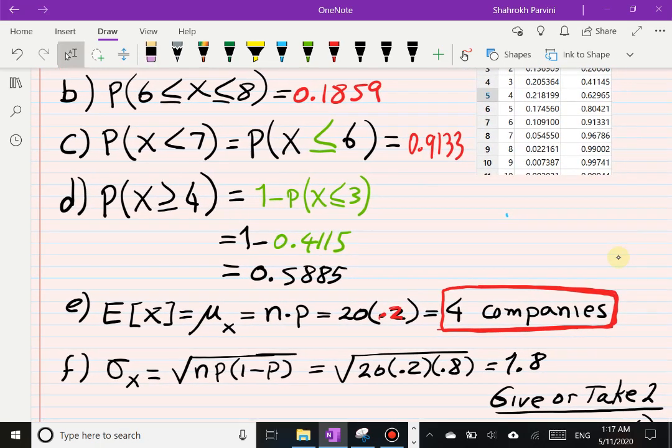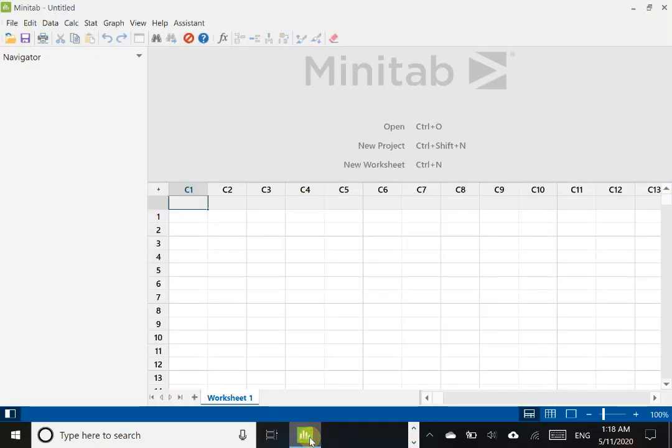Okay, so now let's go to Minitab and actually do this in Minitab. Okay, now I do have a Minitab here, so there you go. So first we need to input the number of trials, right? Remember we had 20. So I'm just going to label this column like we did before. We're going to label this X.